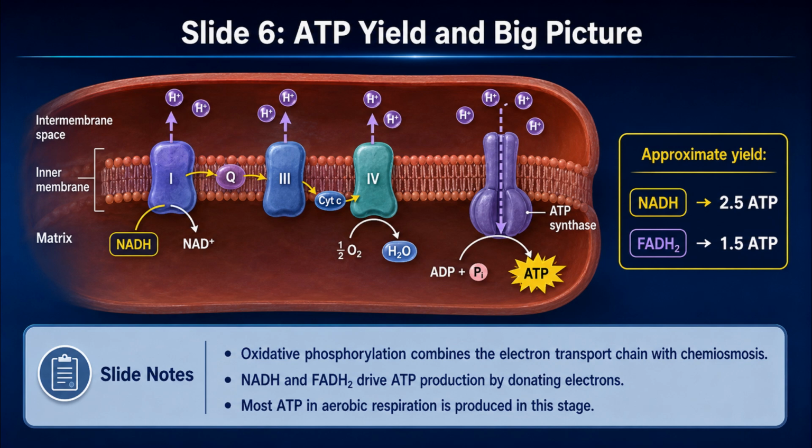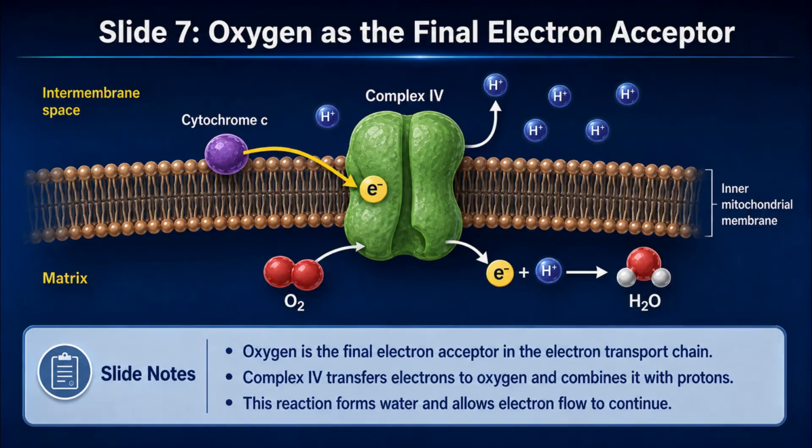The electron transport chain creates the proton gradient, while ATP synthase uses the energy stored in that gradient to manufacture ATP. Together, these two processes make up oxidative phosphorylation. Oxidation refers to the transfer of electrons from NADH and FADH₂ through the electron transport chain. Phosphorylation refers to the addition of inorganic phosphate to ADP to form ATP. Oxidative phosphorylation produces most of the ATP generated during aerobic cellular respiration.